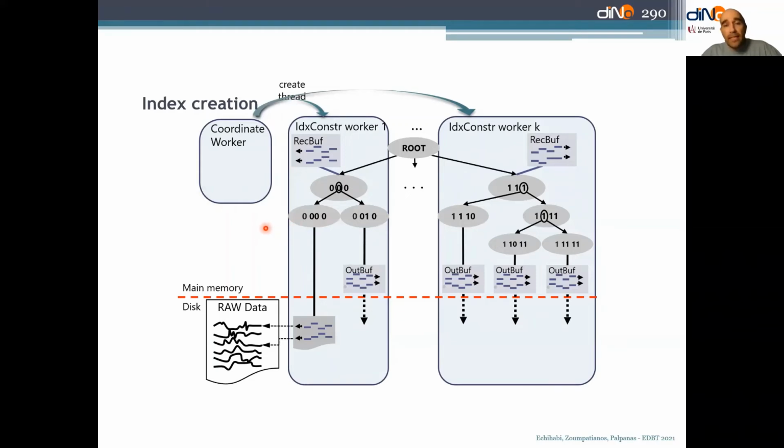Then at the second phase, the coordinator spawns index construction workers. Each worker works on a single receiving buffer, and each worker then builds the corresponding subtree of the index. When some worker finishes their job, then they can jump to another receiving buffer and process that and grow that part of the index as well.